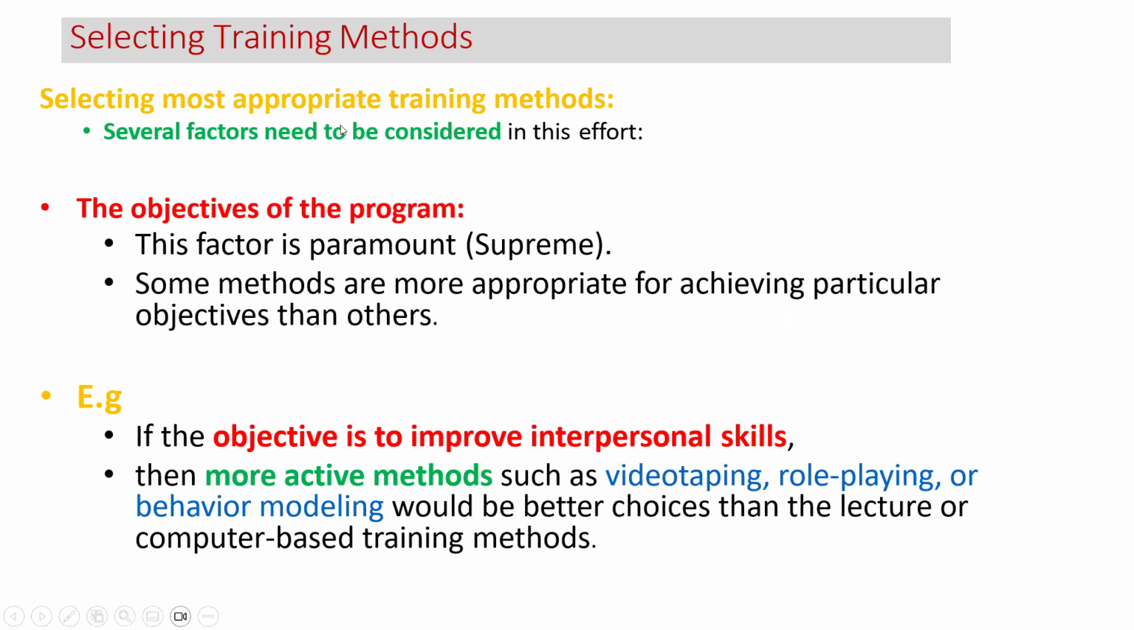Like selecting the training methods, selecting the most appropriate training method, several factors again need to be considered. One factor is the objective of the program, which is the supreme factor, the most important factor. Depending on the objective, you must be able to determine which method you need to use.